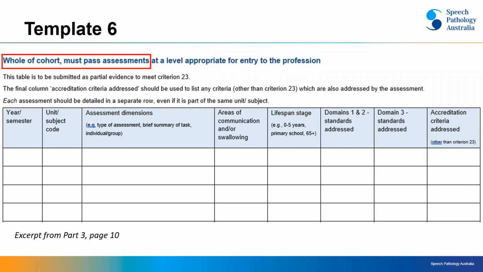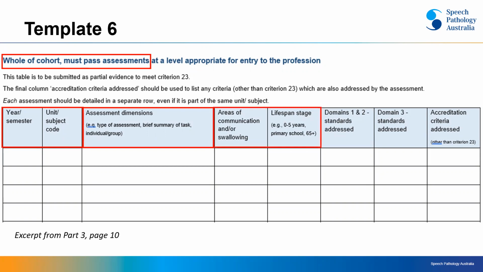Please note that each assessment which is whole of cohort must-pass at a level appropriate for entry to the profession needs to be recorded in a separate row. We will briefly review each heading. The first 2 columns detail the subject code and the year and semester of the program it occurs. In the next column, universities should detail the assessment type, for example, written assignment, written exam, simulation, portfolio, etc., and whether students undertake this assessment individually or as a group.